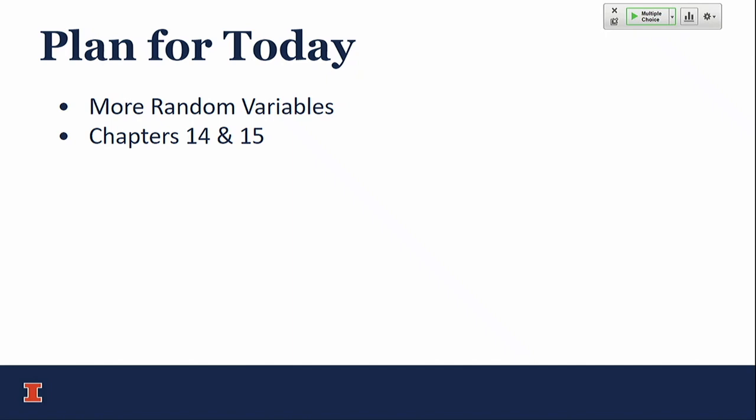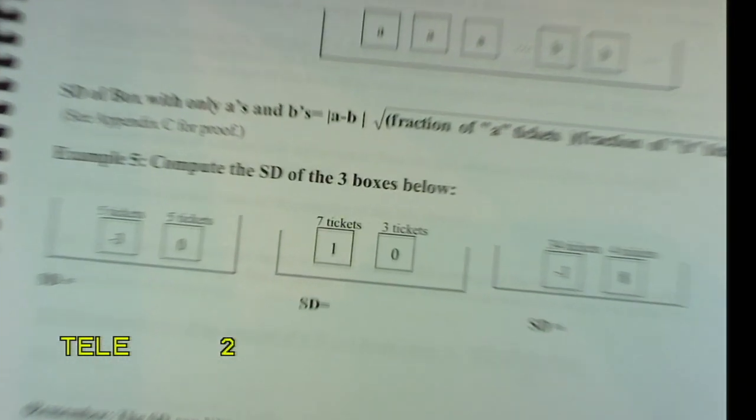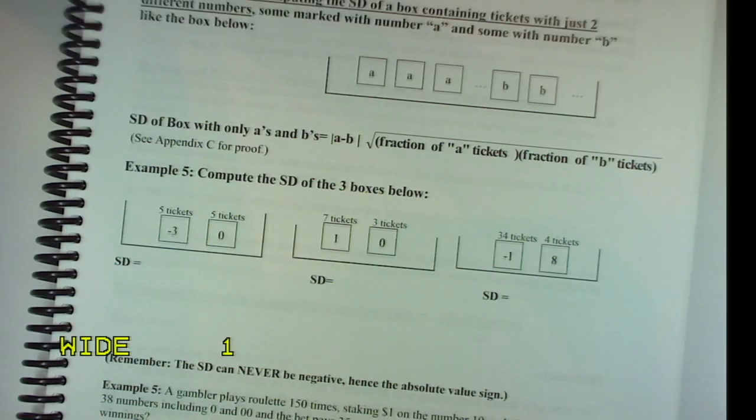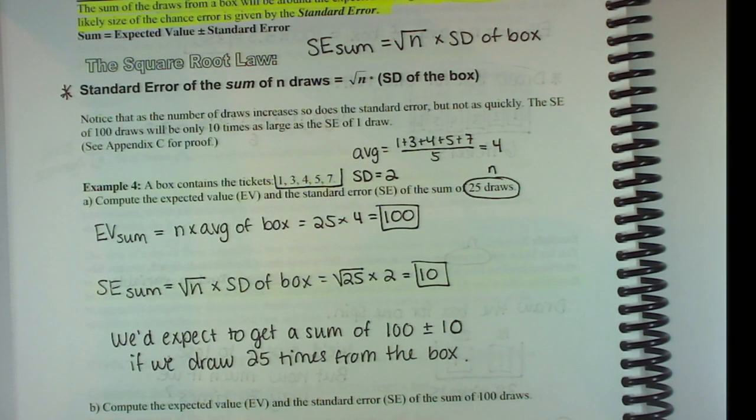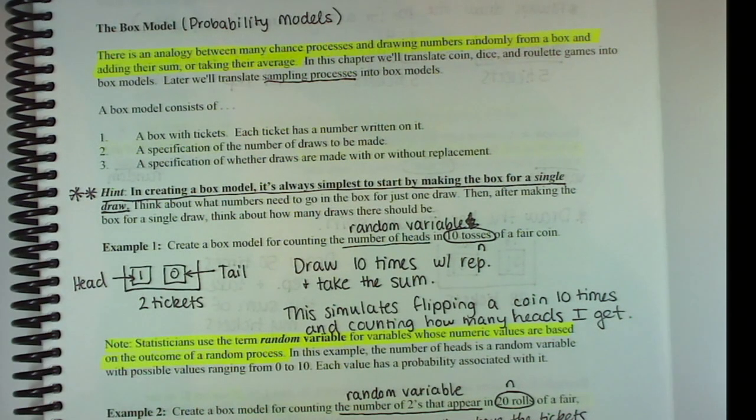Let's get started right where we left off. So just a quick reminder of what we were talking about. We started a whole new unit. Actually, maybe I should go back to chapter 13. So we started talking about statistics for chance numbers, aka random variables.